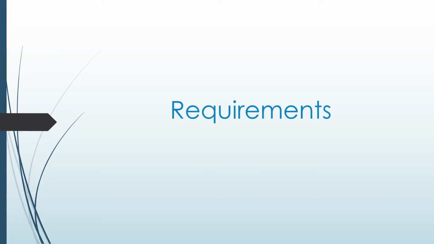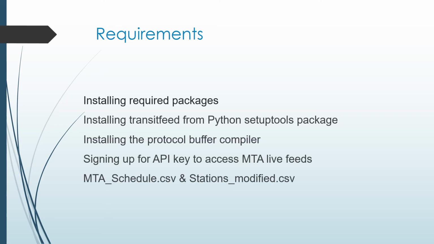Here we are describing some requirements for our code. In resources of our README file, we have listed some references which we found useful for our code, and the 2 CSV files we will require for our code. For running this script, we will require protocol buffer compiler and some Python packages, which are GTFS real-time bindings, protocol buffer 3, Google, Folium, Seaborn, and transit feed. The installation procedure is described in the README file in detail.